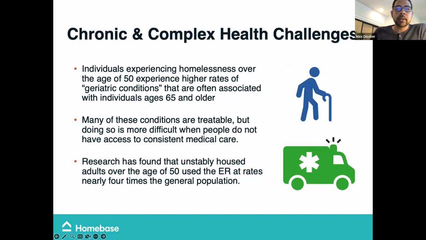Some of the chronic and complex health conditions that we see amongst older folks: folks over the age of 50 tend to experience higher rates of geriatric conditions. As I described earlier, oftentimes people are experiencing conditions that are 20 years advanced from their actual age. Many of these conditions are treatable, but doing so is more difficult when people do not have access to consistent medical care. Research has also found that unstably housed adults over the age of 50 were using the emergency room at a rate nearly 4 times the general population.